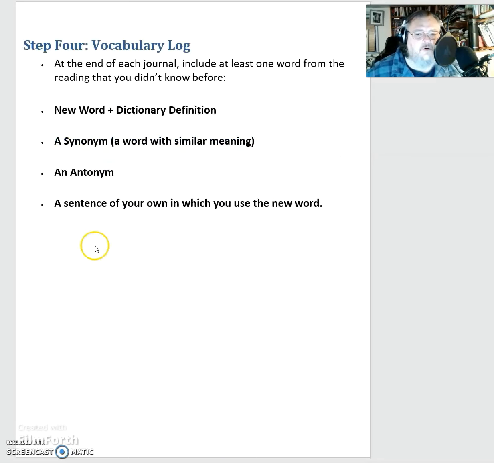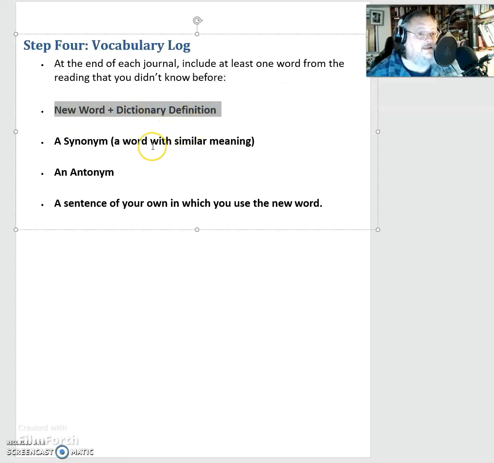Then step four: you're going to be keeping a vocabulary log at the end of each journal. What I want you to do is look up a word in the dictionary that you didn't know in the text. You can do more than one, that'd be great, but at least one.